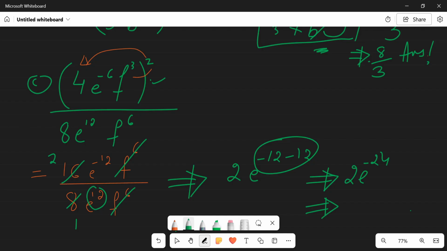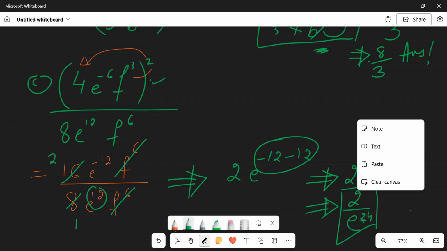So 2 will remain there in the numerator. Okay, you are only shifting this E from numerator to denominator because I need E in a positive form. So this is your final answer, right? This one is 2 over e to the power 24. Okay, this is 24, sorry.